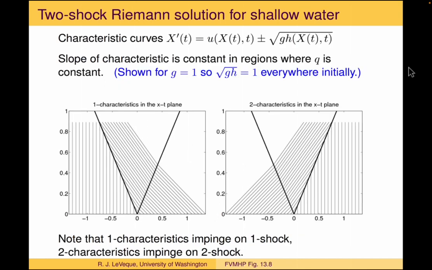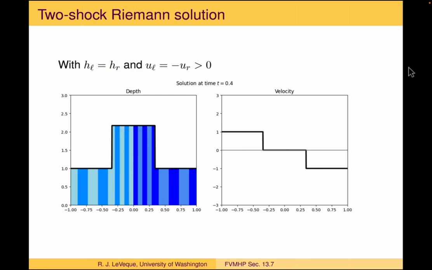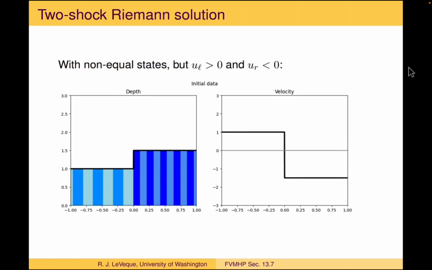And here again is the picture of how those characteristic curves look, and they are indeed impinging on both of those shocks. Here again is the animation of how that evolves. And here's another example where you also have a 2-shock solution. You don't necessarily have to have exactly the same depths and equal and opposite velocities.